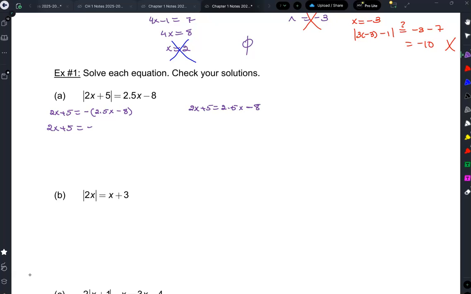I'll race you to it. You ready? On your mark, get set, go. Let's do it.